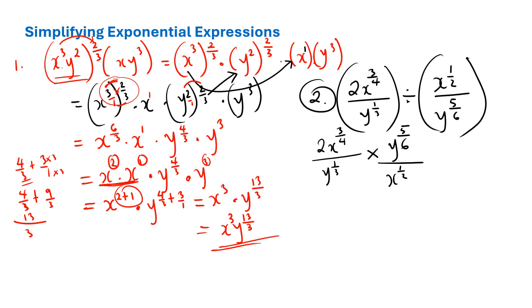So what I'm going to do is just rearrange this expression so that the x variables can be together. Okay, so which means I would be looking at 2x to 3/4 divided by, I'm just switching the variables around, divided by x to the 1/2 times, I'm going to do y to the 5/6 divided by y to the 1/3. All right, so this is what I'm getting.